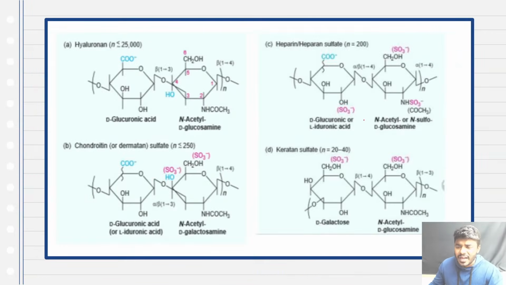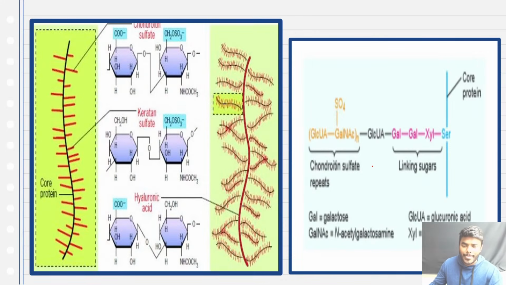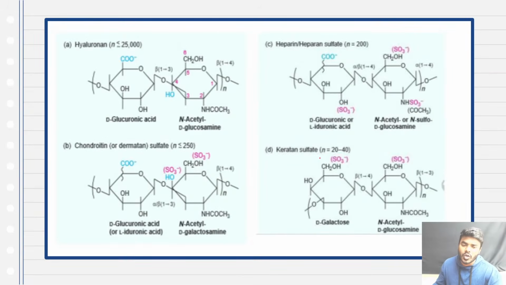I have told you, friends, different kinds of sugars can be added: galactose, N-acetyl-glucosamine, N-acetyl-galactosamine, glucuronic acid, iduronic acid, xylose, D-glucose. Many sugars will be added to this particular core protein. Now friends, among those, some of the major ones are hyaluronan, heparan sulfate, chondroitin or dermatan sulfate, followed by keratan sulfate. Is there any necessity to remember the structure? No, there is no need to remember any structure at all.